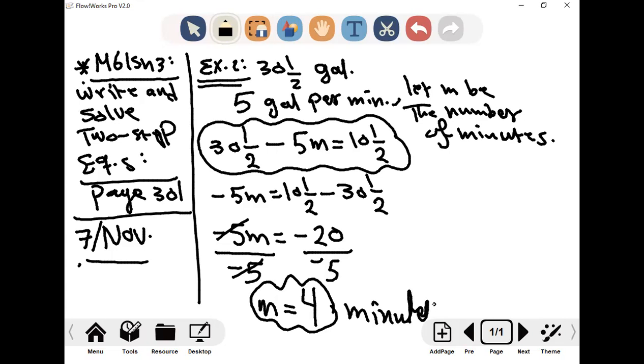20 gallons? Yeah. 4 minutes. 20, yeah. Now 30.5 minus 20 equals 10.5. Right? Okay. Let's go to the check together.